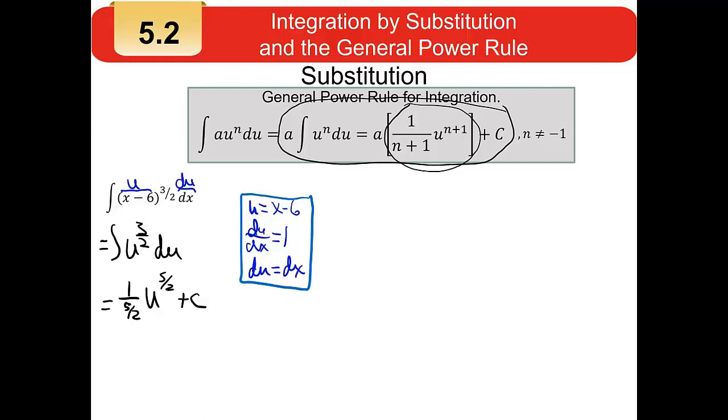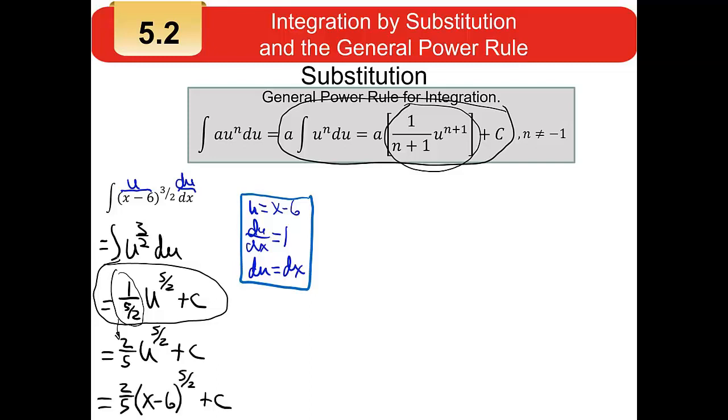And again, I hope at some point that becomes a skippable step, because 1 over a fraction just turns it upside down. So that 1 over 5 halves becomes 2/5. You can just remember that 1 over 5 halves is going to be 2/5. And then, of course, the last step is to get rid of the u's. You know that u is equal to x minus 6. Get rid of the u's and put in x minus 6. And bingo, you have the answer.